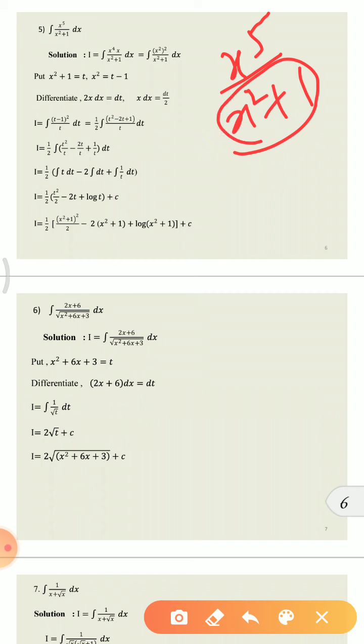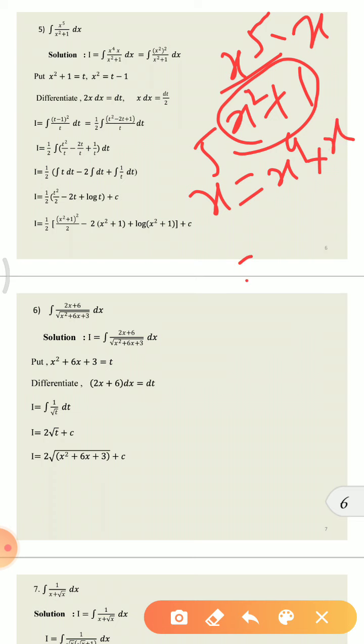That means we want x square here, and in the numerator we want an x term. So we adjust the values: convert x raised to 5 as x raised to 4 into x, and x raised to 4 is x square the whole square into x. That means we adjust x square and also x. Let us see the integration.